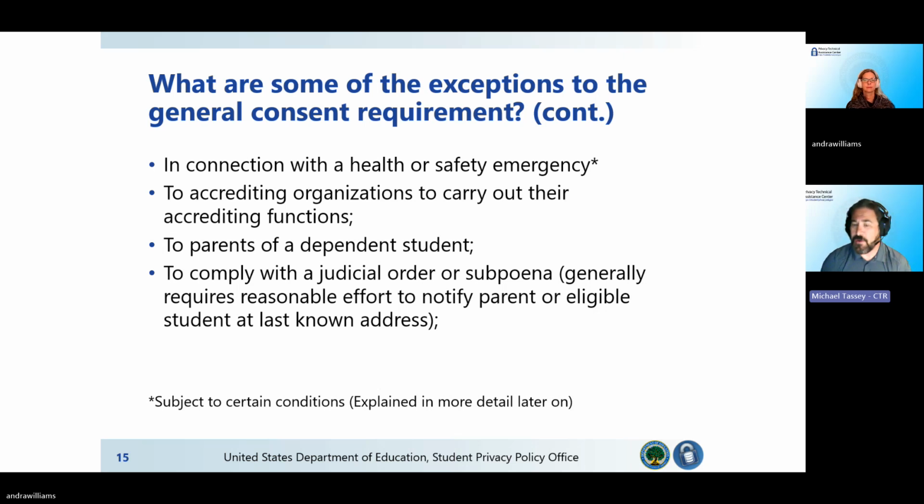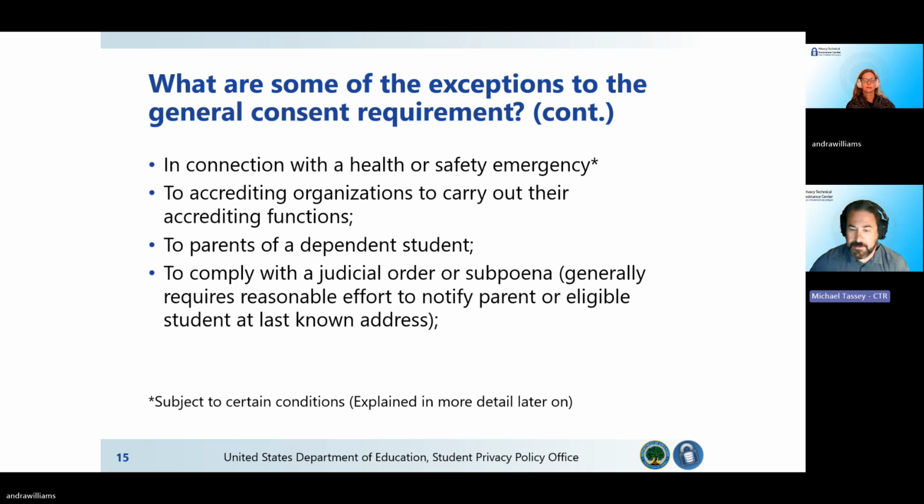So that generally requires a reasonable effort to notify the parent or eligible student at their last known address if they receive such an order. But obviously, if you do receive a judicial order or a subpoena, that is the compelling factor there.